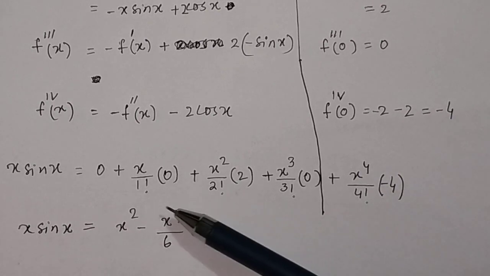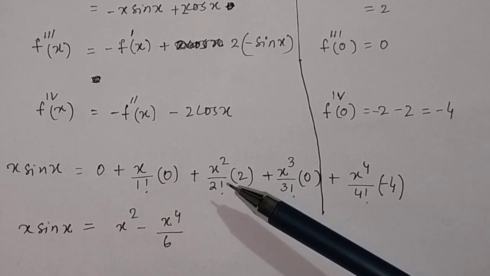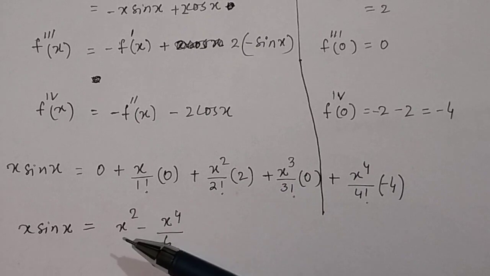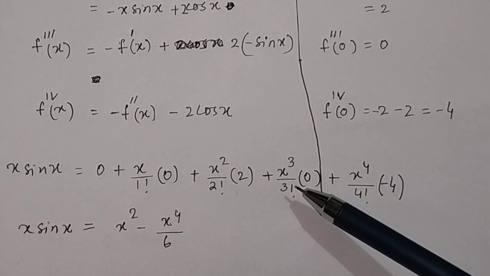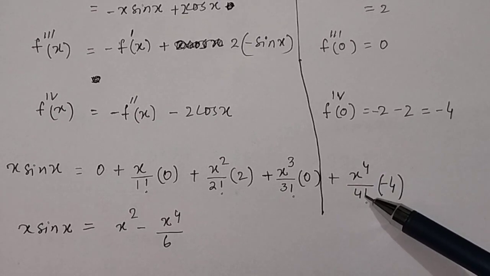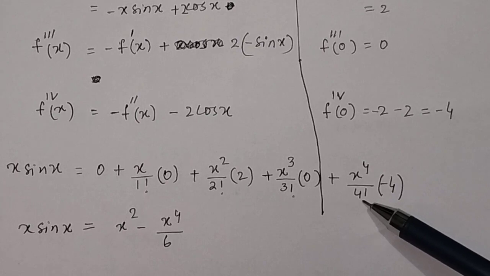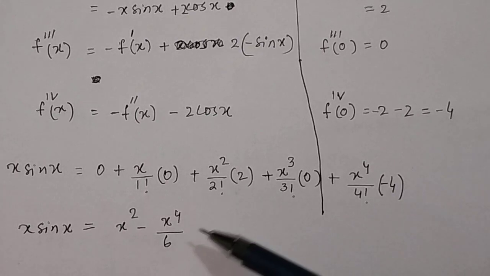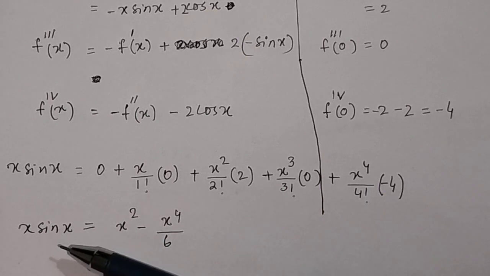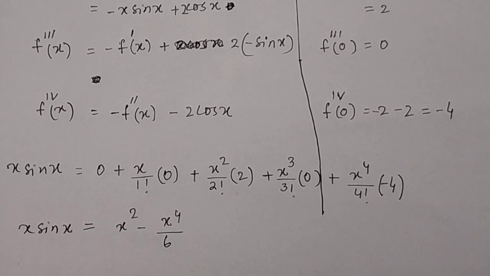So if you simplify it, this will be 0, this will be 0, this will be equal to x square, because factorial 2 is 2 and they will cancel, this will be equal to 0, and here 4 factorial is equal to 4 into 3 into 2 into 1. So 4 cancels, so only in the denominator you have 6, 3 into 2 is 6, and in the numerator you have x to the power 4. So the expansion of x sin x is equal to x square minus x to the power 4 divided by 6.